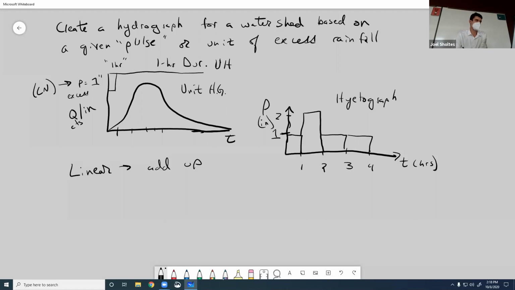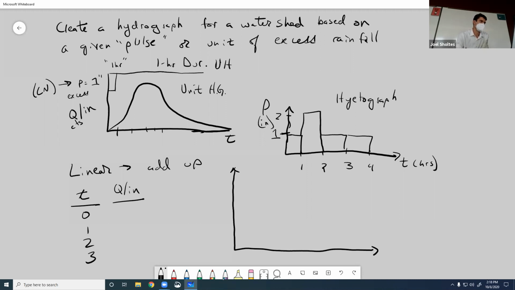So what we can say then is, I'm going to apply this and kind of stack it up or add it up linearly based on these inputs. I'm just going to roughly draw this, and we'll do this in Excel. It's a lot easier to do in Excel. So you can imagine in Excel we have time, and then we have Q per inch: 0, 1, 2, 3. This hydrograph would just be represented by a bunch of discharge values, something like that, and eventually it's going to come back down to 0.